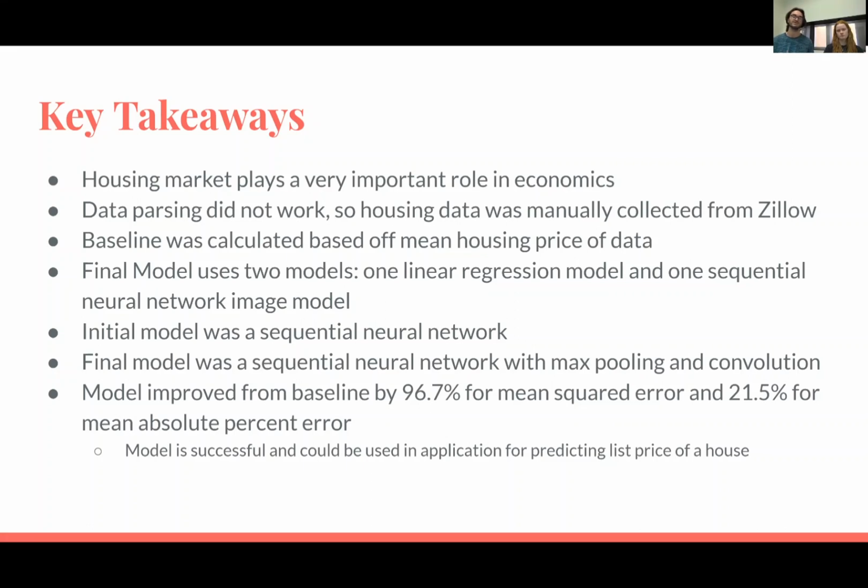The initial was just the sequential neural network without any extra training added. The final model was the sequential with max pooling convolution, early stopping regularization, and much more. Overall, the model improved from the baseline by 96.7% for mean squared error with regards to percent difference in the values and 21.5% for mean absolute percent error. Overall, the model is successful and could be used in applications for predicting list pricing of houses.